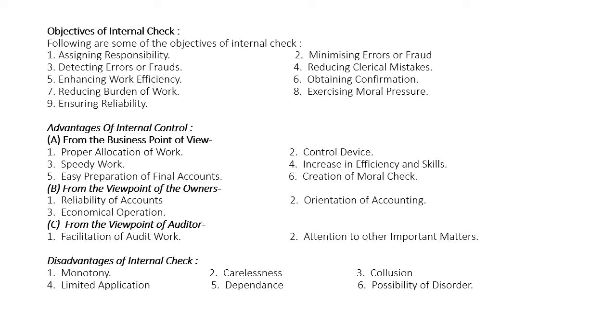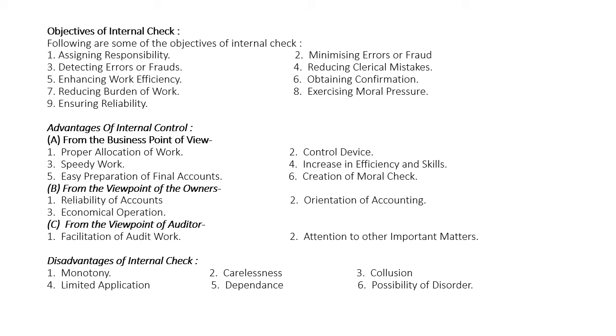Second objective is minimizing errors or fraud. Minimizing errors or fraud is another objective of an internal check system. It is to minimize the possibility of any error or fraud by any staff member. Third is detecting errors or frauds.